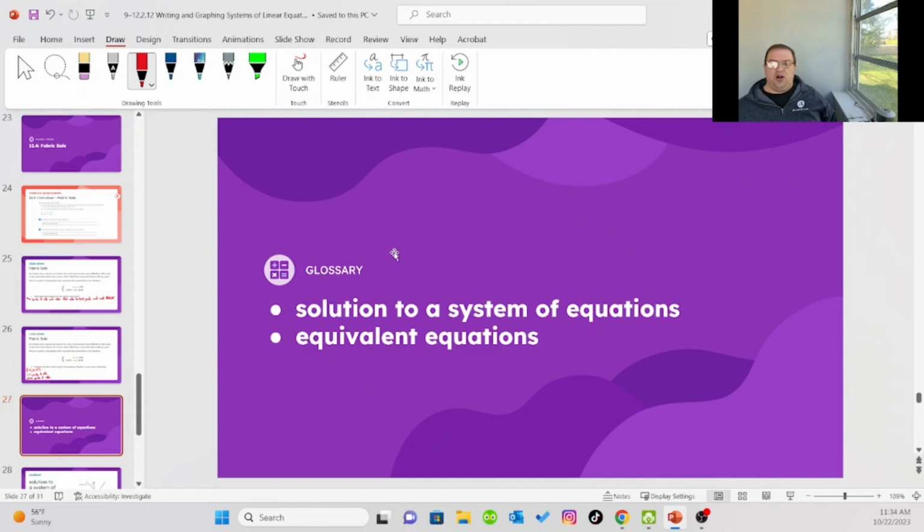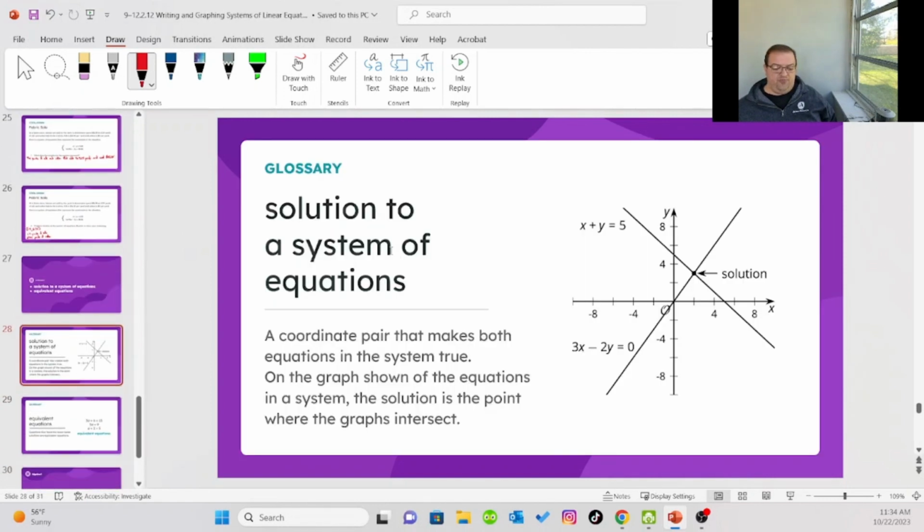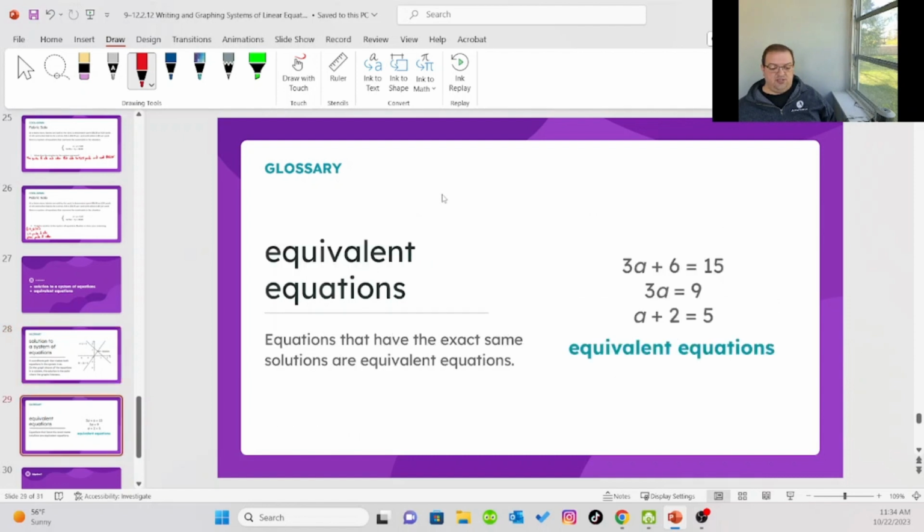So we have 2 glossary terms for this lesson. Solution to a system of equations, a coordinate pair that makes both equations in the system true. On the graph shown of the equations in a system, the solution is the point where the graphs intersect. And equivalent equations. Equations that have the exact same solutions are equivalent equations.